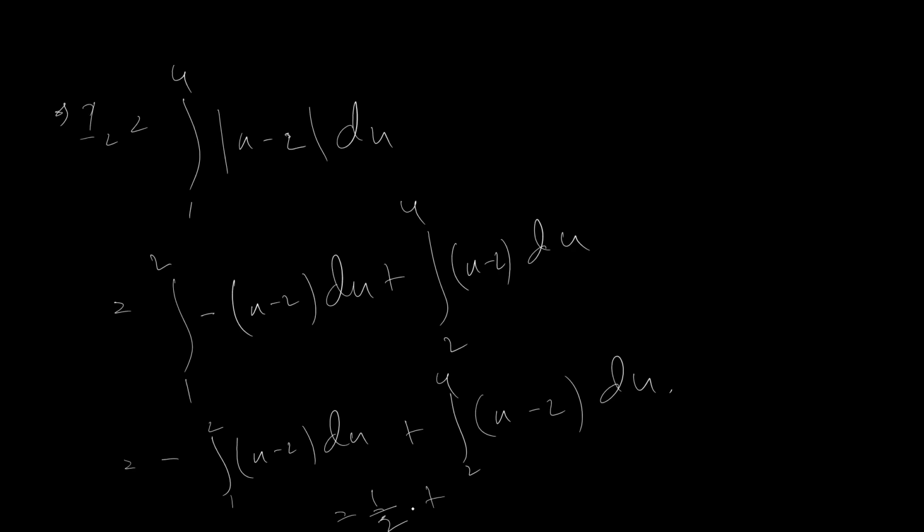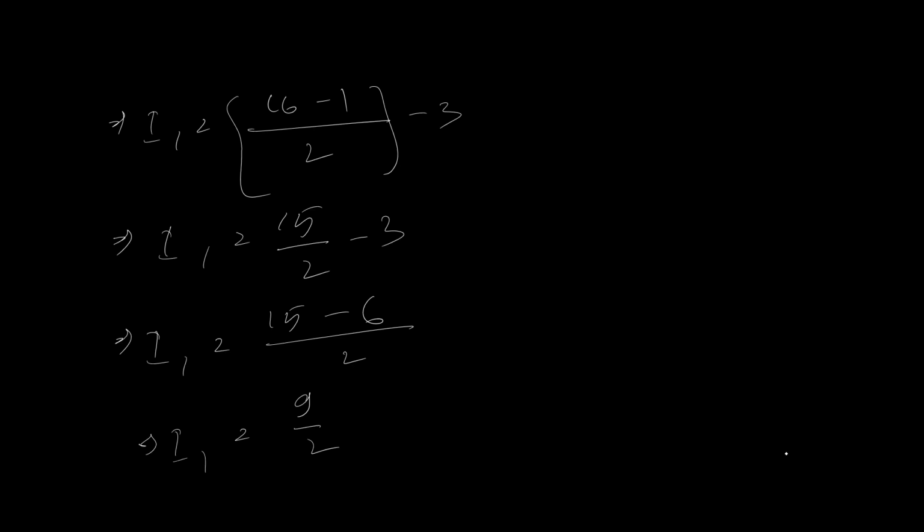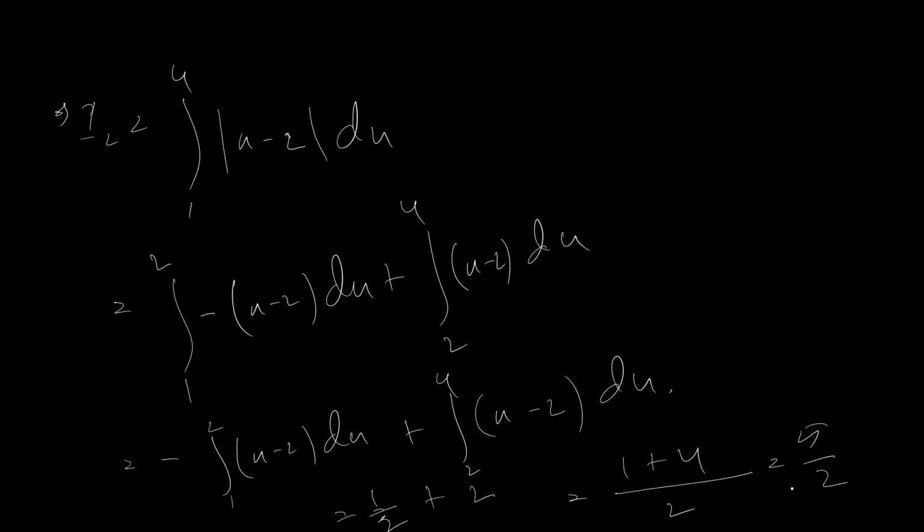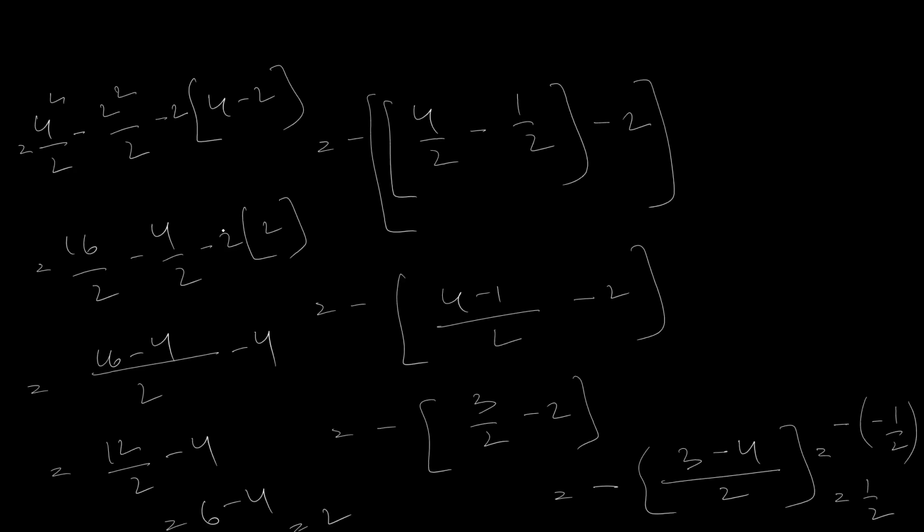So this is what I got: 1 by 2 plus 2, so 1 plus 4 is equal to 5 by 2. I2 value, how much did I get? I2 value I got is 5 by 2. Here I1 value I got was 9 by 2, and I2 value is 5 by 2.